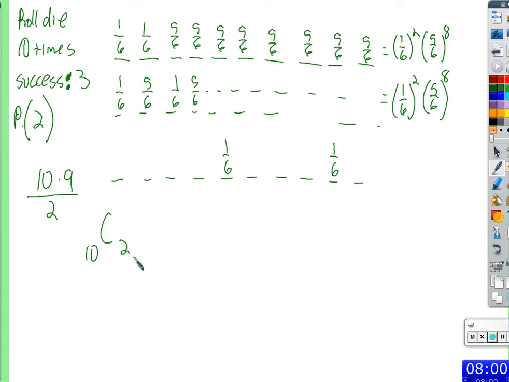It doesn't matter if I put the first one here and the second one there, or the first one there and the second one there. And so we use combinations instead of permutations. Okay. So there's 45 different ways to take these 10 and assign 2 of them to be successes.